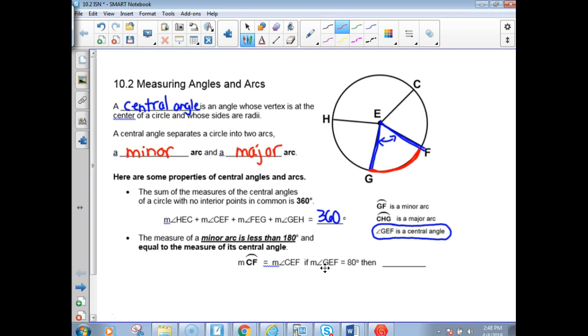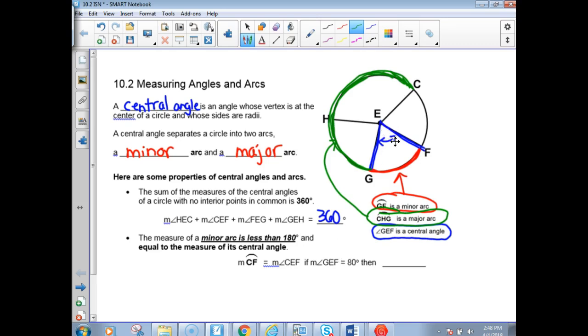Okay, so what's the difference? A minor arc is less than 180. A major arc is bigger than 180. And we'll talk about that some more. So, arc GF is a minor arc. I highlighted that in red. Arc CHG is a major arc. C to H to G. That right there is a major arc because it's more than half of a circle. Okay, so I got a minor arc less than 180 and a major arc greater than 180.